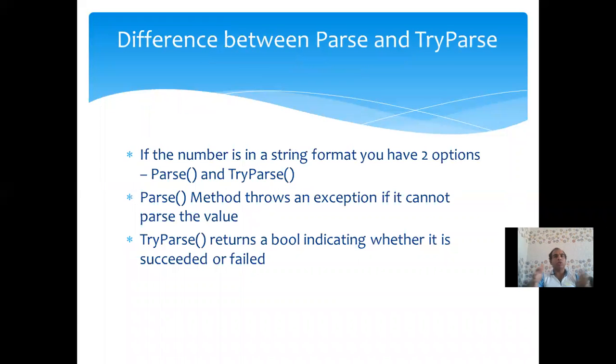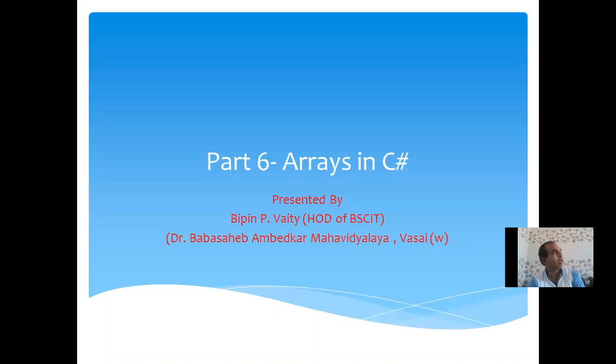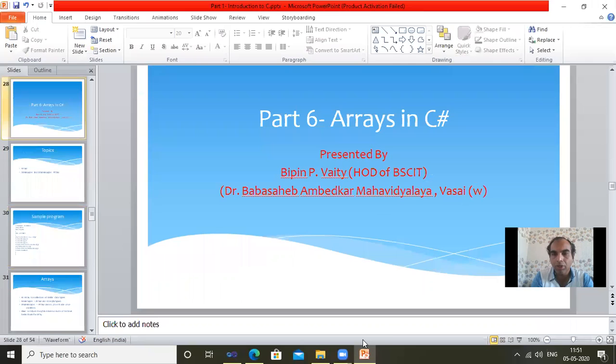So what is the difference between Parse and TryParse? If the number is in string format, that means in the double inverted commas we are writing any number, you have two options, Parse or TryParse. The Parse method throws an exception if it cannot parse the value, and TryParse returns a bool, that is, it gives you true or false whether it succeeded or failed. So this part is over. So I can teach you 5 different C sharp things over there.